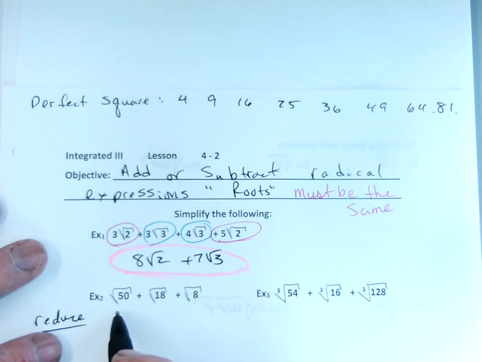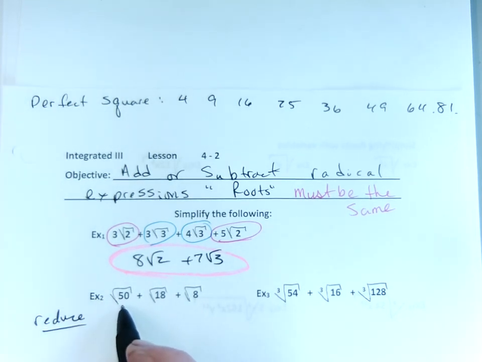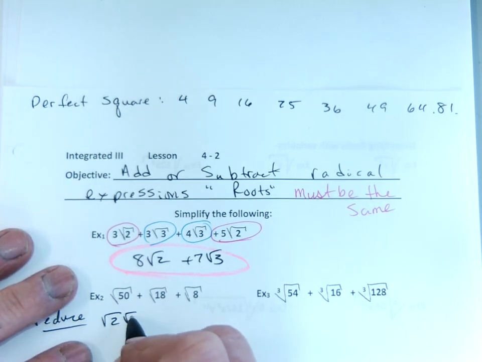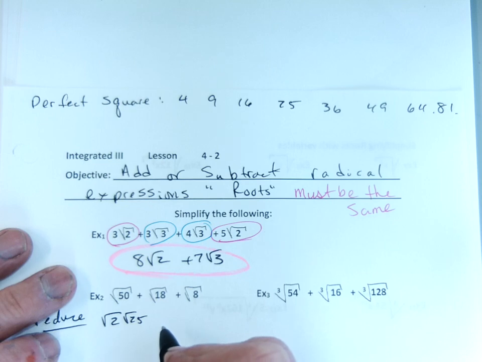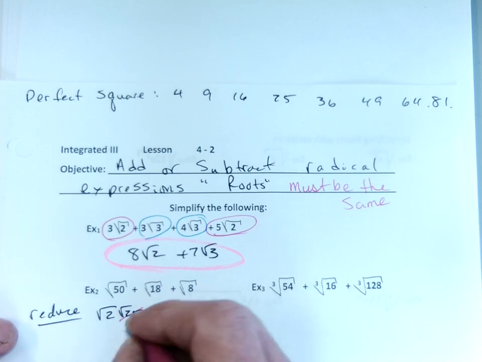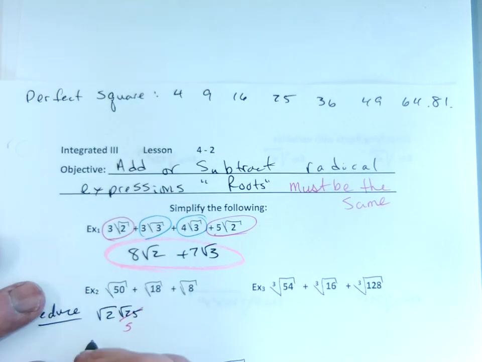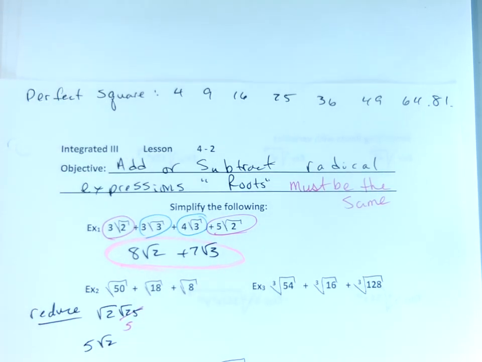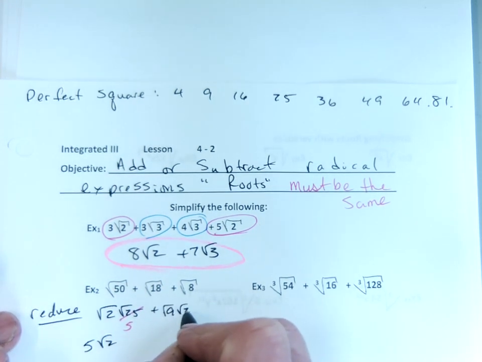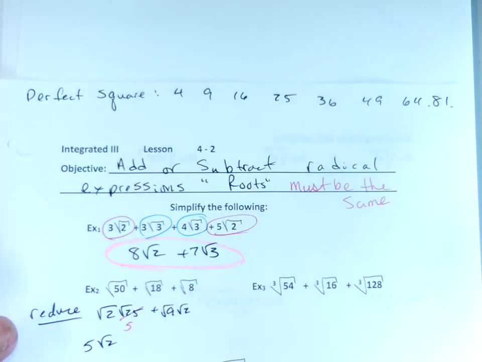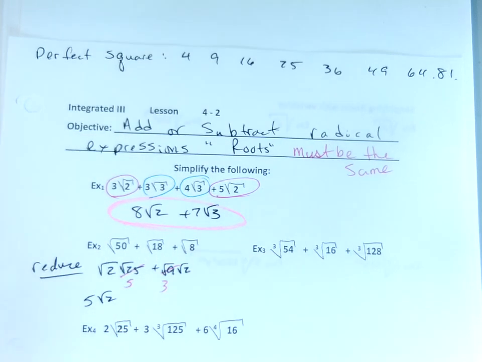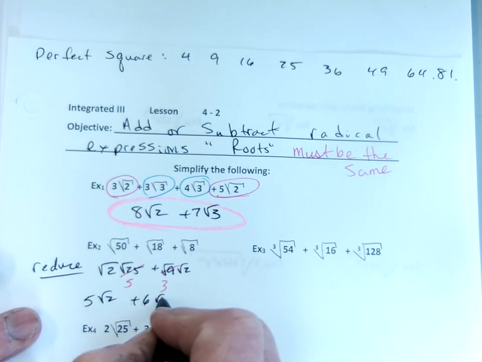So we try and reduce this. We have the square root of 2 times the square root of 25. Why do we do that? Because the square root of 25 is 5, and we can then make this a 5 square root of 2. Square root of 18 is going to be, well, let's see, how about the square root of 9 and the square root of 2? That's a perfect square root. And then when I add those, I can make this into a 3, so I'll get plus a 6 square root of 2.